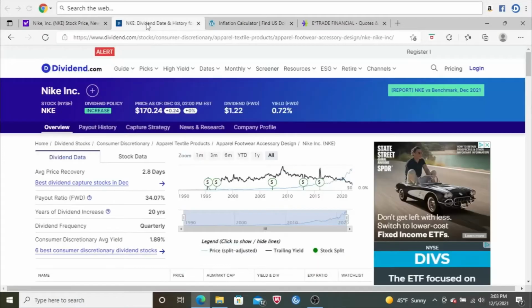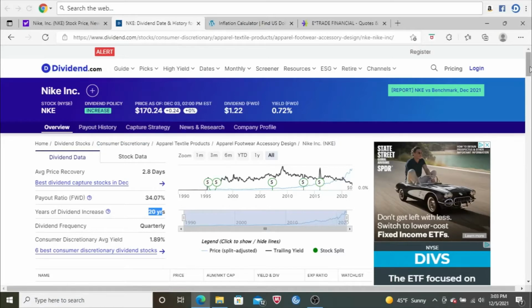I like a little history on that dividend. The first thing I look for is how many years in a row has Nike increased their dividend? I like to see at least 10 years in a row of increasing the dividend at least once a year. And you can see right here, dividend increases 20 years in a row. This is on dividend.com. So perfect. They've been increasing their dividend for 20 years straight.